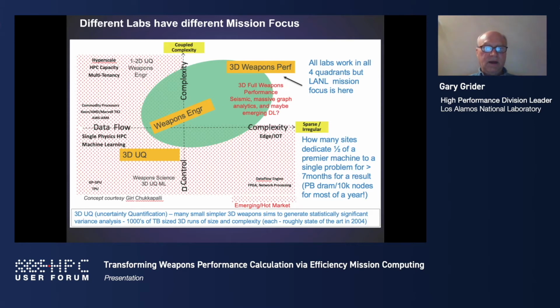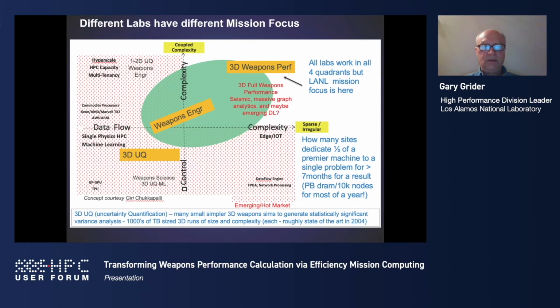And essentially, this graph shows the data flow complexity getting more complex going to the right, and control code complexity getting more complex as you go up. And you can see that there are 4 quadrants, and one quadrant at the bottom left-hand corner is single physics and machine learning and the like, and 3D UQ lives down there. And then you've got the upper left-hand corner, which is sort of running virtual machines and hyperscale kinds of things. And then in the bottom right-hand corner, you've got IoT or the edge.